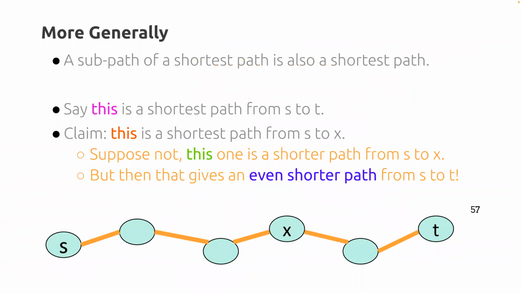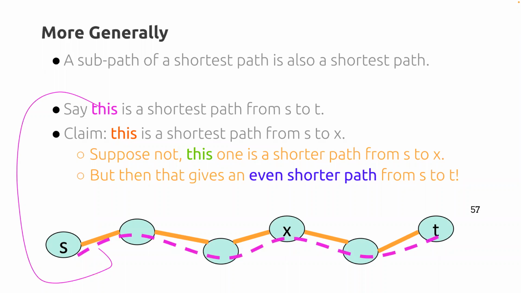So the reason I bring this up is to give you a little bit of intuition, which is more generally a subpath of a shortest path. A subpath is a smaller path that is part of a larger path. It's also a shortest path itself. Say, for example, say this is the shortest path from S to T, right? Generally speaking, say that shortest path from S to T. Then this path from S to X must also be the shortest path from S to X.